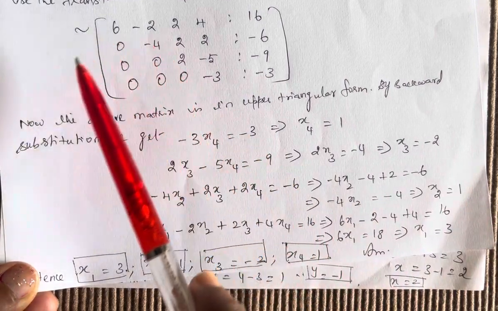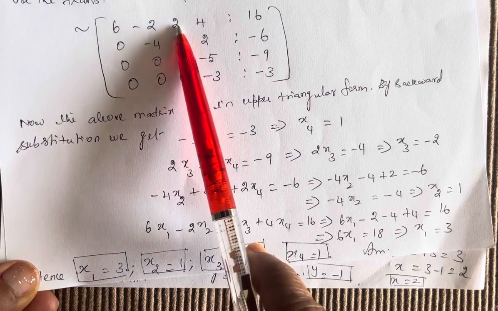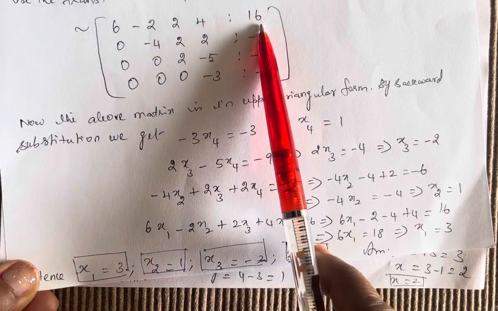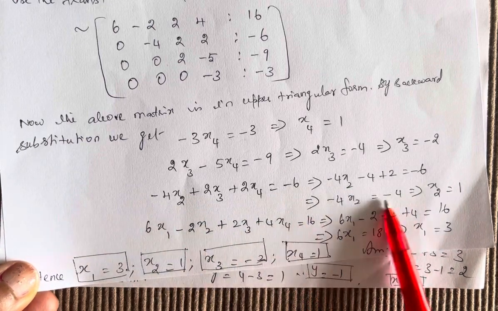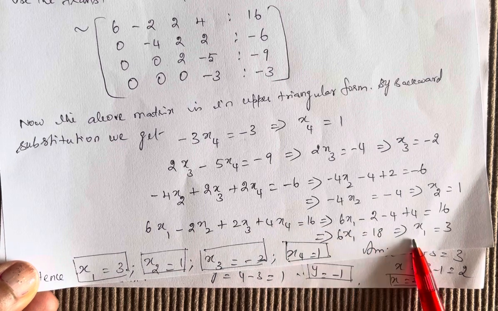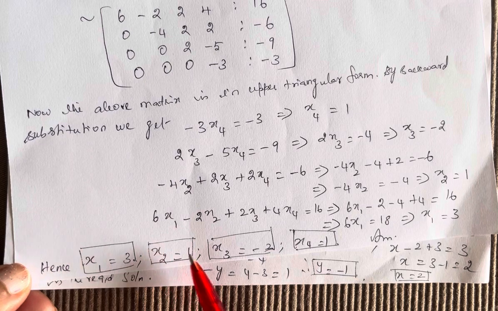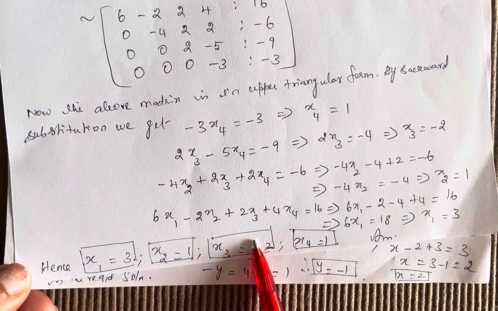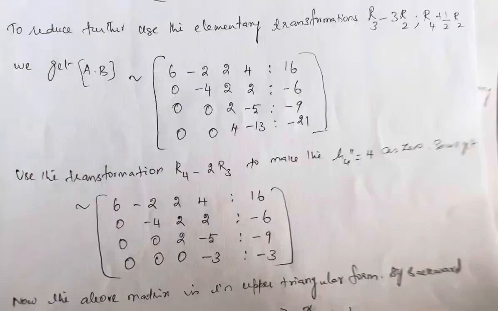And the first equation is 6x1 minus 2x2 plus 2x3 plus 4x4 is equal to 16. Since we already know x2, x3, x4, substituting all the values, I am able to find x1. x1 is going to be 3. So the final values are x1 is 3, x2 is 1, x3 is minus 2, and x4 is equal to 1. That is the solution for the given system of linear equations.